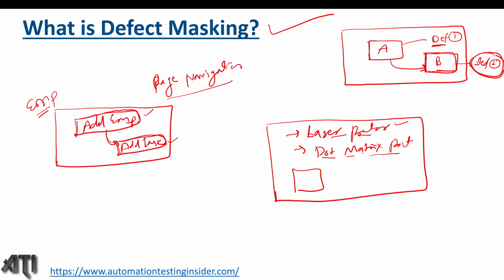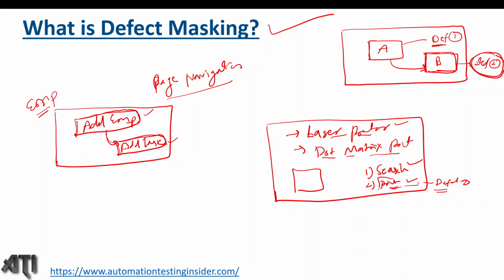So there are two functionalities over here. First is the search functionality, searching for the dot matrix printer, and second is printing the page. Correct? Unless we find the dot matrix printer, we cannot print the page. So the defect in this print functionality is the masked defect over here.